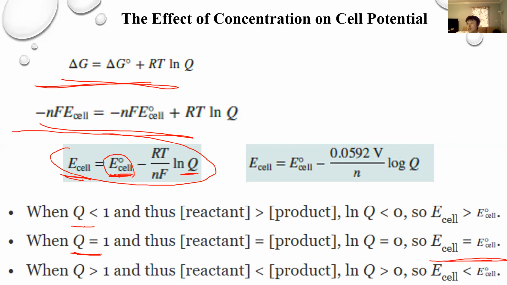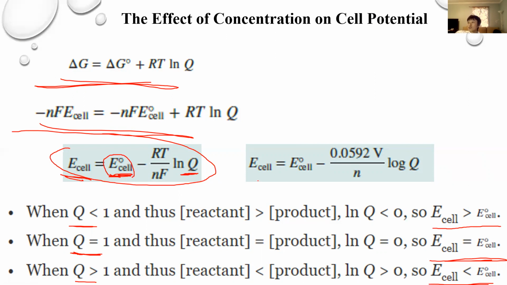But when Q is less than 1, you have more reactant than product, so E cell is greater than the standard cell potential. When Q is greater than 1, E cell is less than standard E cell, because you have more product than reactant.